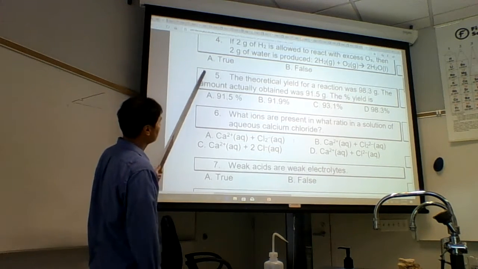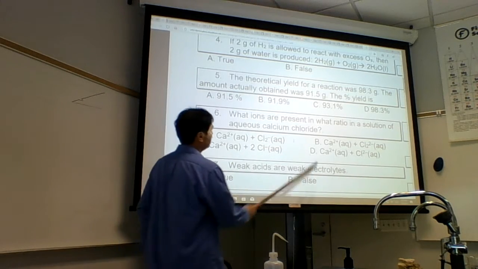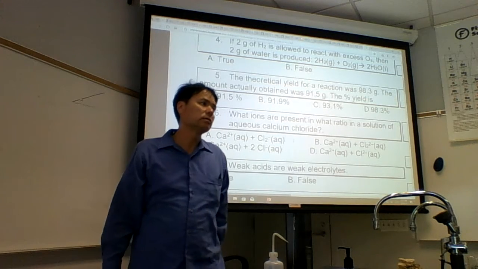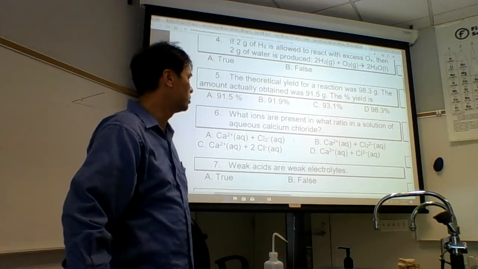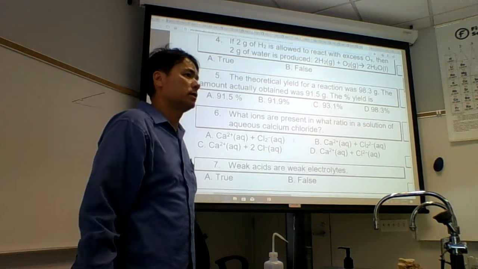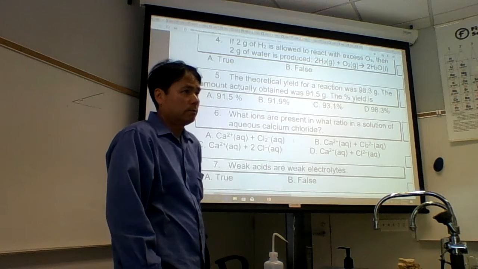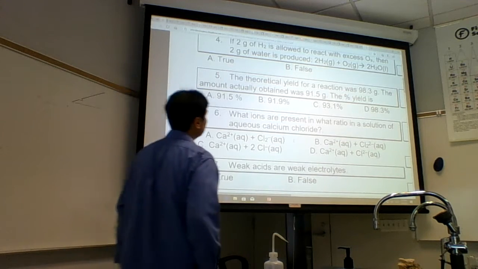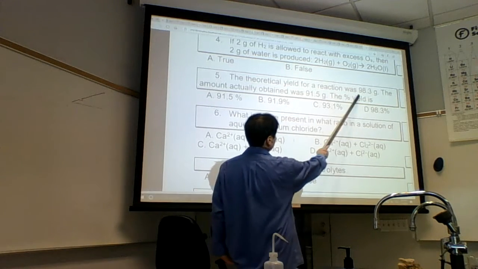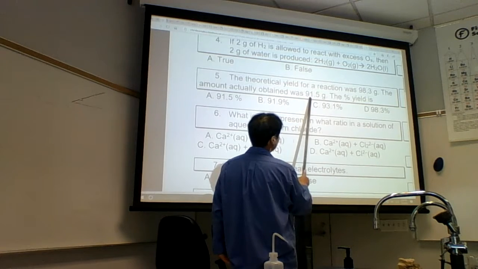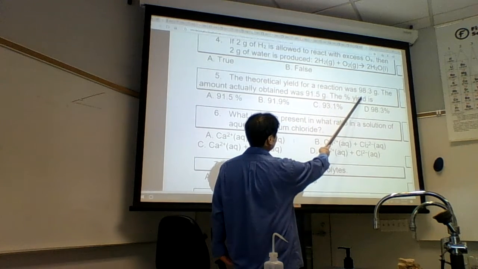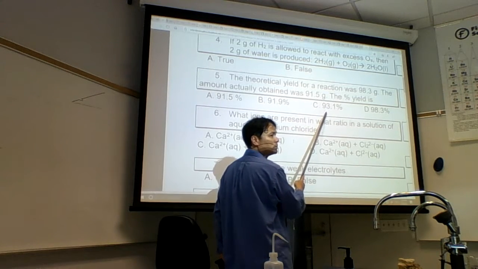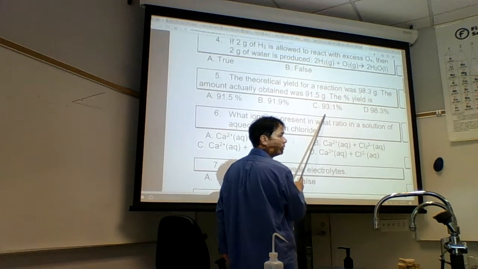Number 5 is also a chapter 10 problem. Number 5, we did percent yield, which is based on the actual yield and the theoretical yield. So the formula for the percent yield, you should know that. What is the percent yield? The actual yield over the theoretical yield times 100. The theoretical yield is 98.3, the actual yield is 91.5. So it's 91.5 divided by 98.3 times 100, which gives us 93.1%. Is that what you guys got?